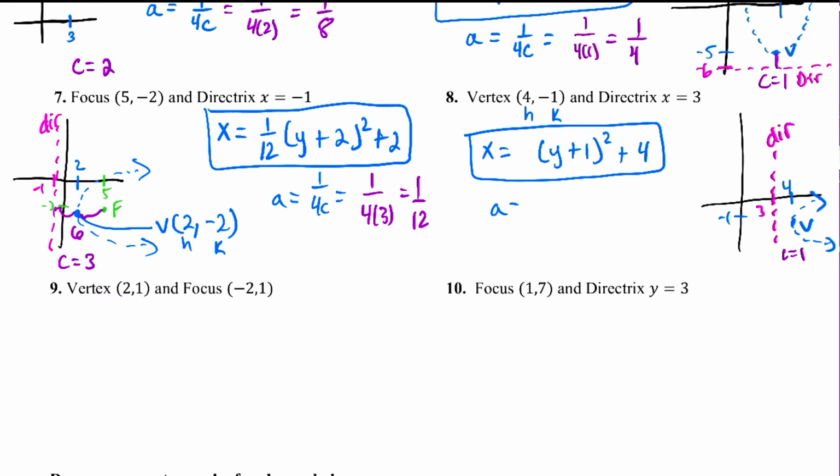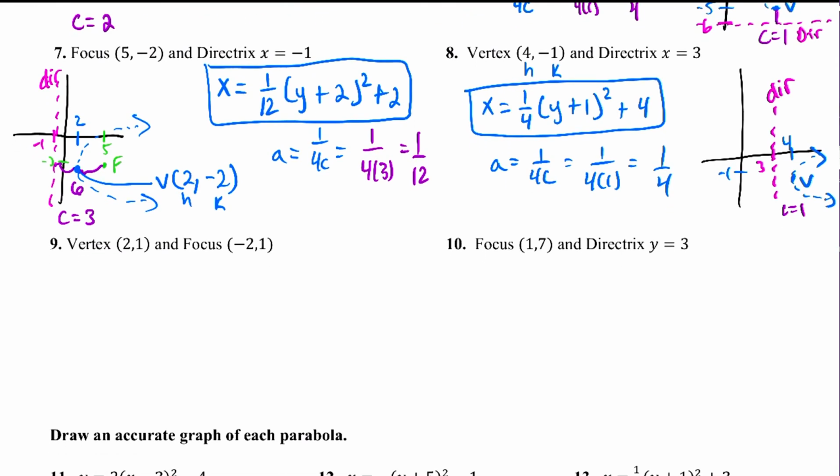Okay, and then that means A equals 1/4c. From this, I know my C value is 1, so I'm just substituting that in. So that means that my A is 1/4. And again, it makes sense to leave it positive since I'm opening to the right. All right, now again, go ahead and pause your video to see if you can answer 9 and 10.